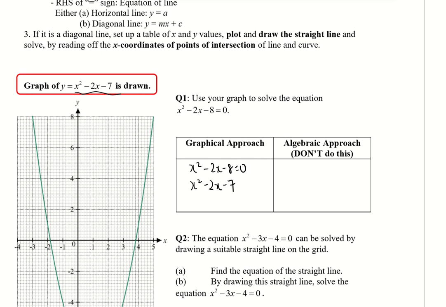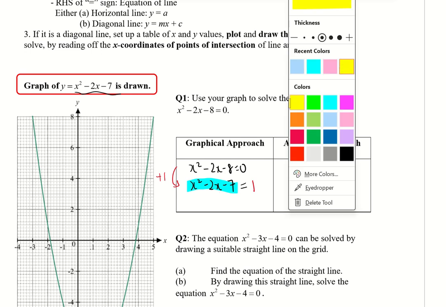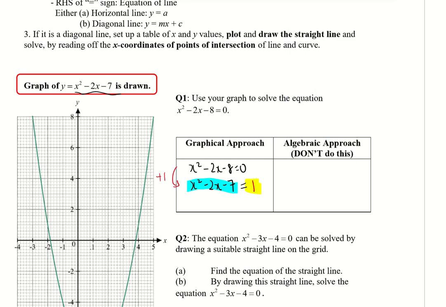Like I mentioned, recall the earlier concept: one side is the curve. So I rearrange so that equals the other side. I need to think what I have to add or subtract. Comparing, x squared is the same, minus 2x is the same, and minus 8 to minus 7, I will have to add 1. Negative 8 plus 1 gives negative 7, so I add 1 on the other side and get y equals 1.